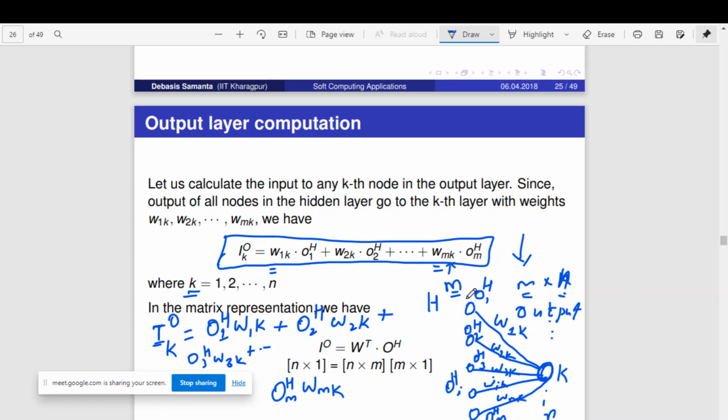So if you take the input, what is this input? Is it a matrix or a vector? I mean the output that is coming from the hidden layer, is it a matrix or a vector? If you consider it as a vector, what is the size?